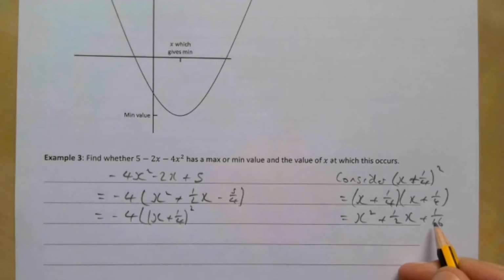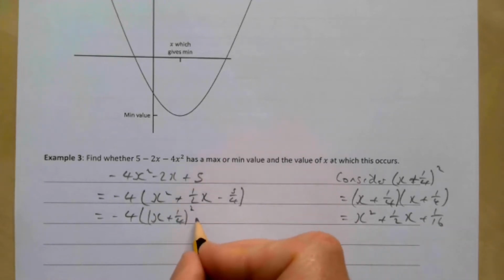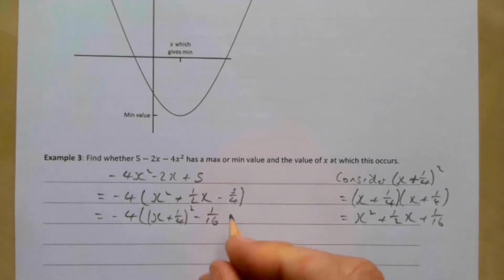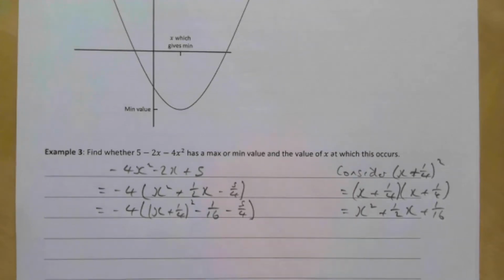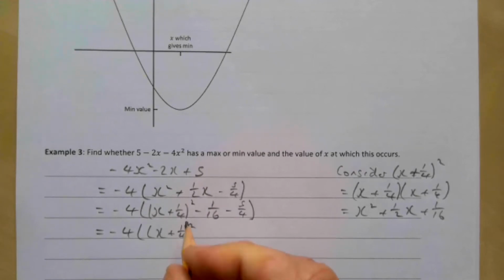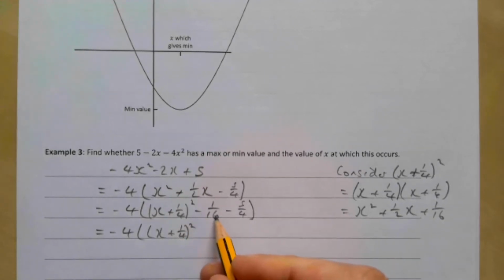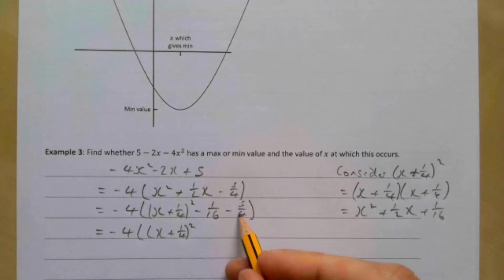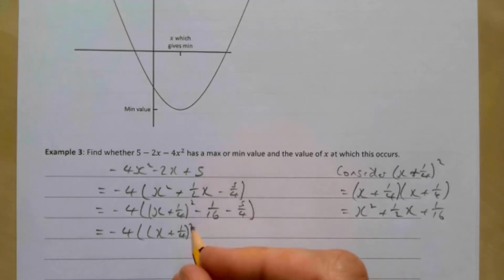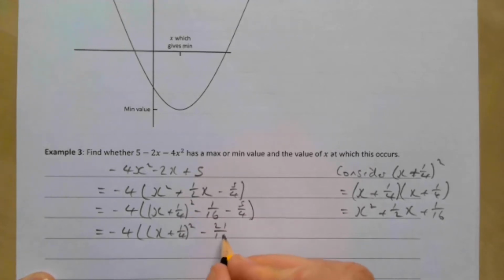This gives us a 16th that we don't want, so I take away a 16th. I also then take away a 5 over 4. That gives me minus 4 times x plus a quarter all squared. That's minus a 16th, and then if you put it over a common denominator, that's minus 20 16ths. So effectively here we have minus 21 over 16.